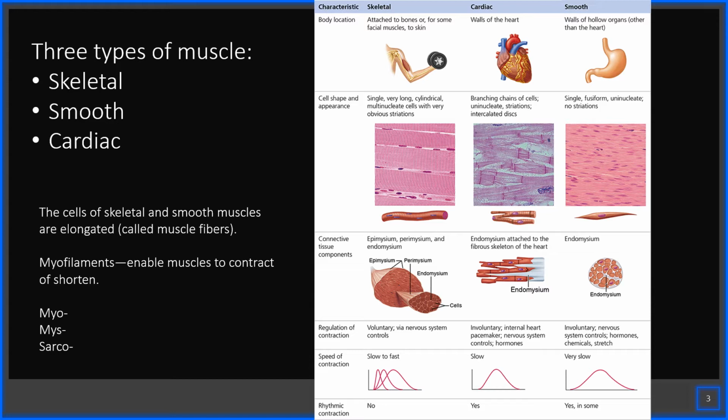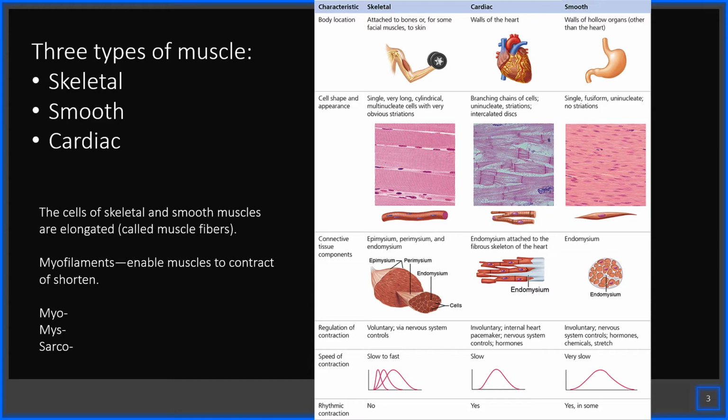Connective tissue components. In a skeletal muscle, we'll learn more about this as well, you have the epimysium, perimysium, and endomysium. In the cardiac muscle, rather, endomysium is attached to the fibrous skeleton of the heart, and then in smooth muscle, you have the endomysium.